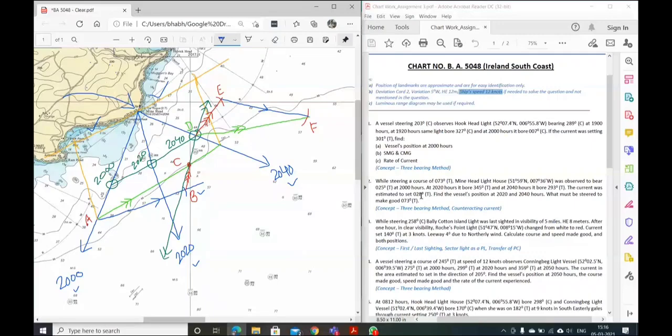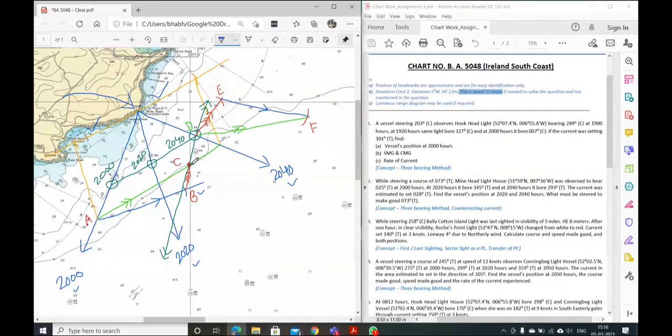They have given us the set of the current as 0 to 8. So we draw a line BC in the direction of 0 to 8, and wherever this line cuts the CMG, the course made good line, that is where the triangle gets completed. So we get triangle ABC. If we find out the length of the BC side, it gives us the drift of the current in 40 minutes. So we can also get the rate of the current.